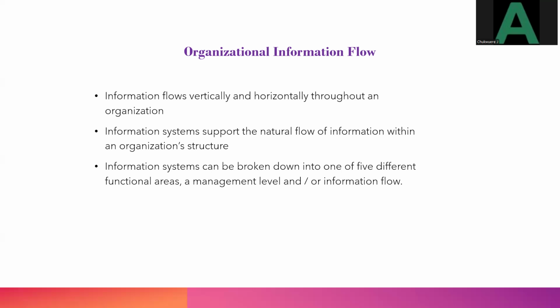For there to be an effective flow of information from the manager to the staff, and from the executive to the managers of different departments, there is a need for information system to be involved, which also helps in the overall organizational structure. Information system can be broken down into five different functional areas, at the management level and the functional level.